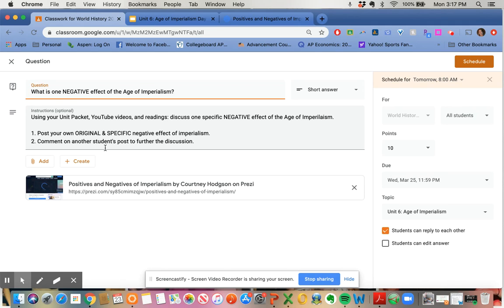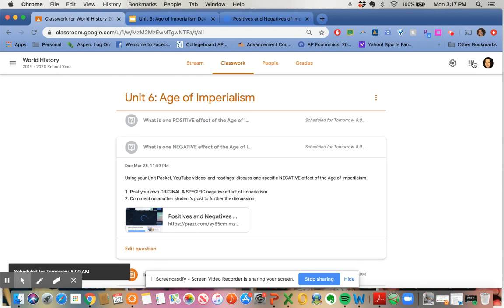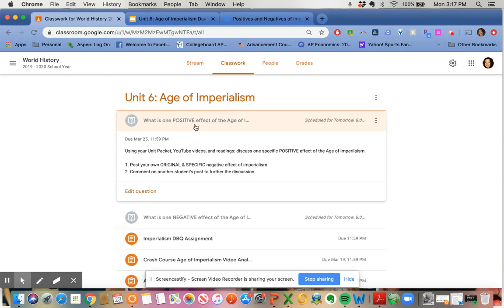So it should be academic. It should be specific. It should have details. Feel free to not just look at the presentation that I showed you. You should be looking at your unit pack, at previous YouTube videos, and at other readings that we've done in this unit, any of the documents, and you're going to say a negative effect. So you get 5 points for posting your own negative effect, and then you get 5 points for answering somebody else's. You're also doing this for positive effect. It's the same question, it's the same rules.